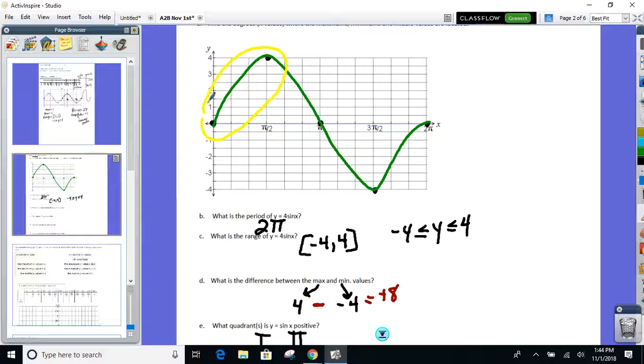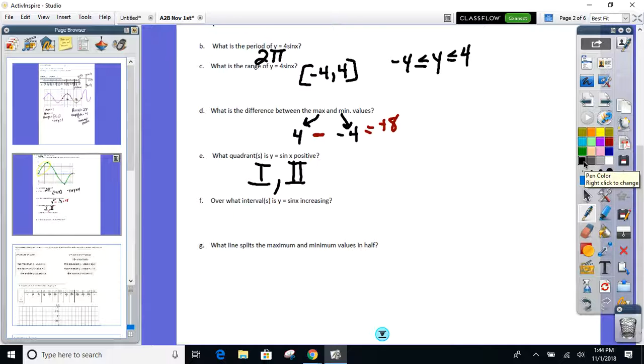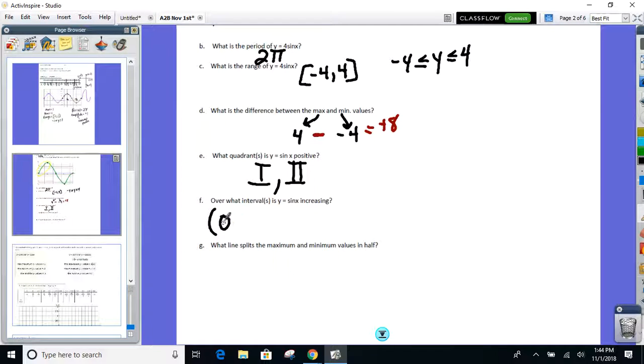And I'm looking for the x's here. From 0 to pi over 2. Now, here's the thing though. Is it increasing right at 0? Nope. Is it increasing right at pi over 2? Nope. So how am I going to write this? 2 ways. You guys that do the brackets or parentheses, I'm going to put parentheses here because it's not increasing at 0 and it's not increasing at pi over 2.